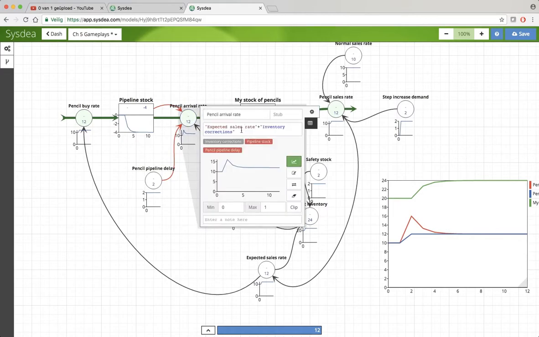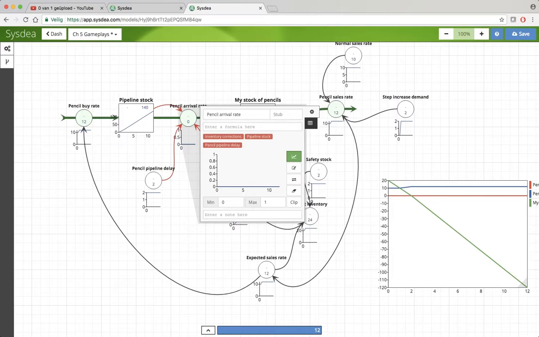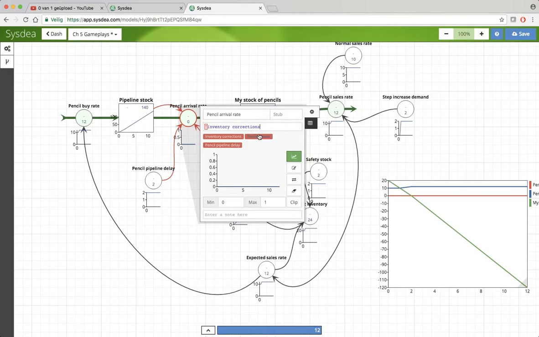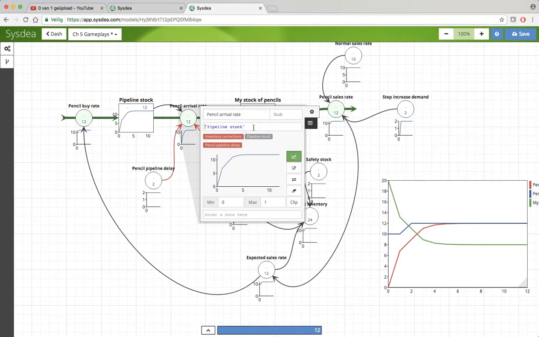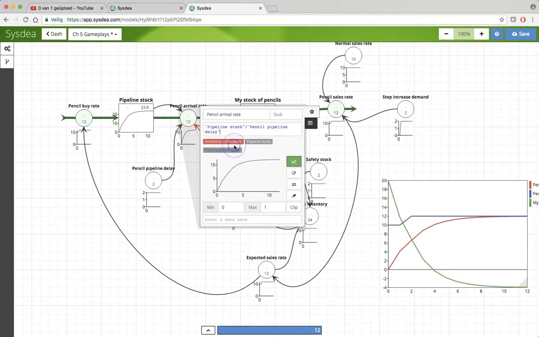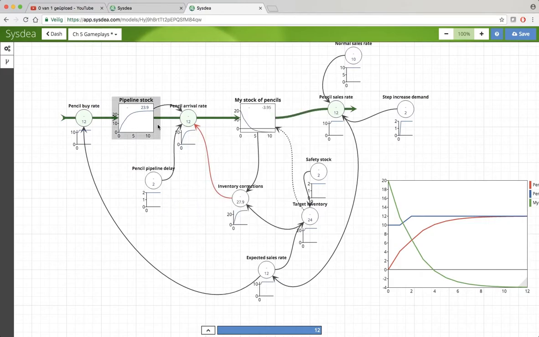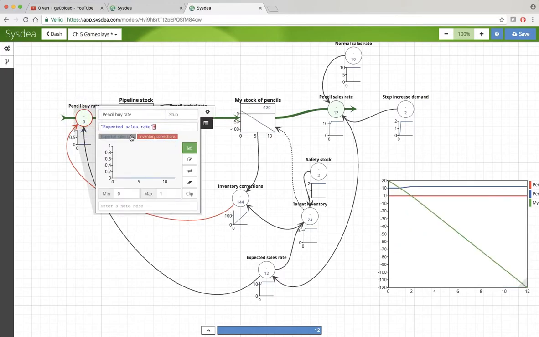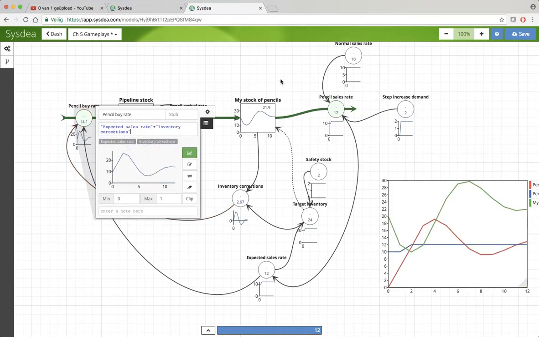We then have a pencil arrival rate, not of these things, and also not of the inventory corrections. But we have a pipeline stock divided by the pipeline delay. That's a first order material delay. This one indeed we no longer need. We still need the inventory corrections though, but those go now in here. So the pencil buy rate is the expected sales rate plus the inventory corrections from the final inventory.